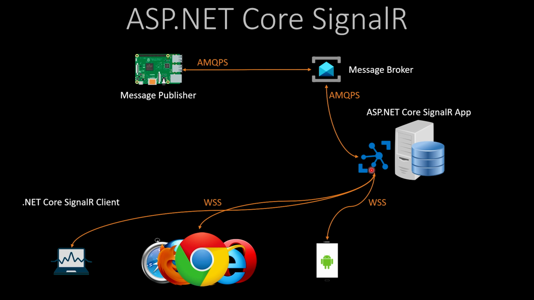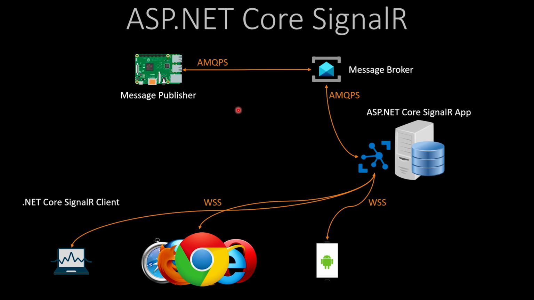And then that needs to translate that to the WebSocket protocol using our code here, the application here. And that should translate to WebSockets, and therefore we should be able to see the same data in a browser or another .NET Core client application, like a desktop application.